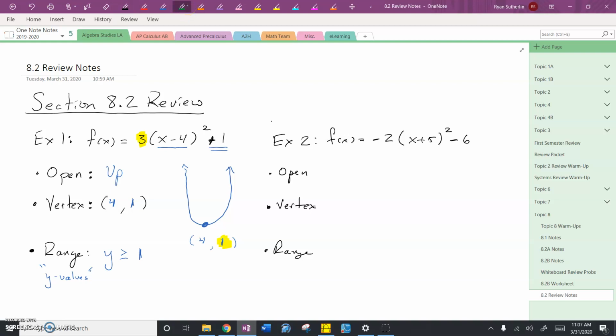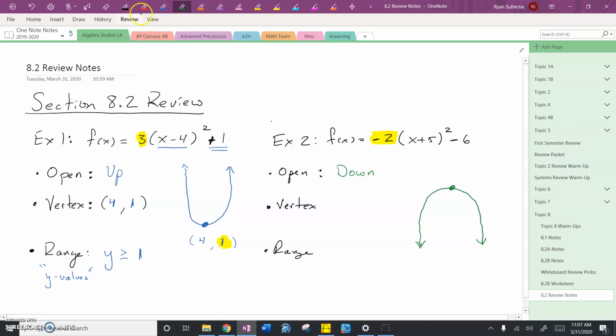Alright, so now you should have tried the problem. So for the first characteristic, which way does it open? Well, if we look at the a value here, in this case the a value is negative 2. So this should be a parabola that opens down. So it looks like that.